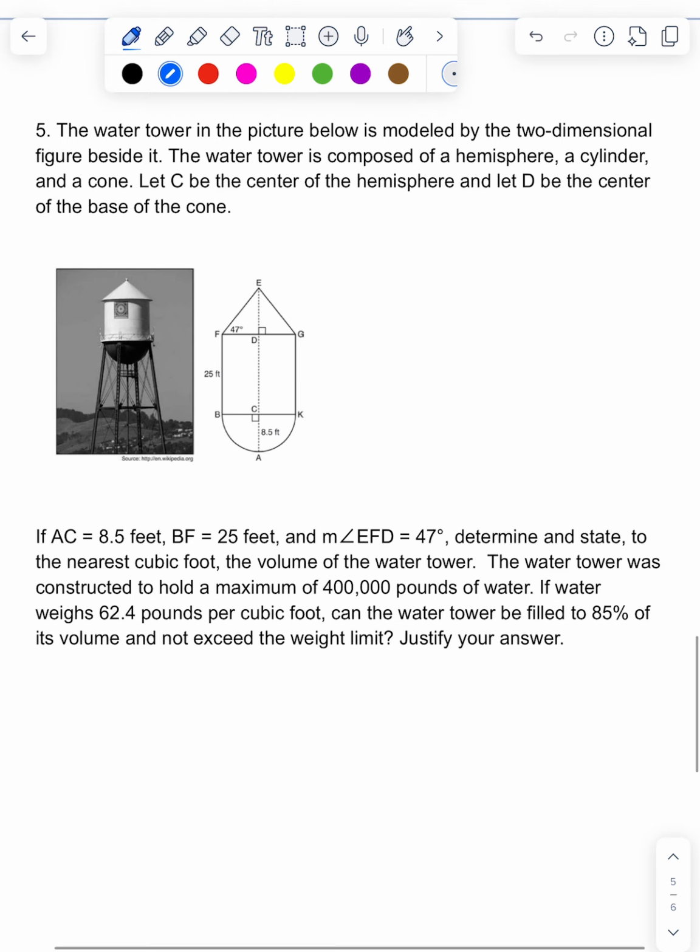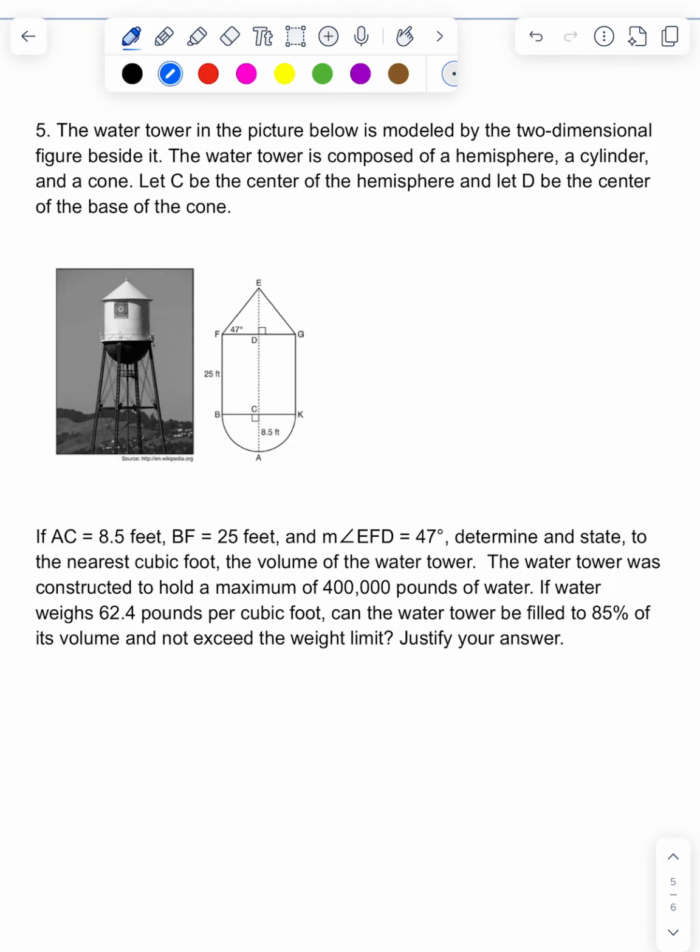Moving on to the next one, you might want to pause the video and think about it for yourself. But what we're trying to do here in the first part is find the volume of the water tower. That's the first part of the question. So what we need to do is find the volumes of the 3 parts and add them up.